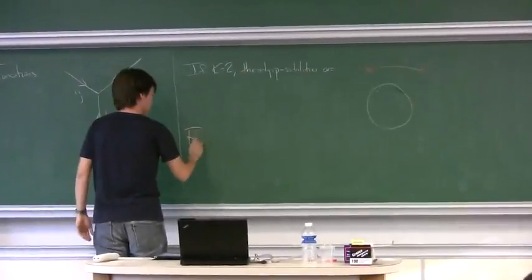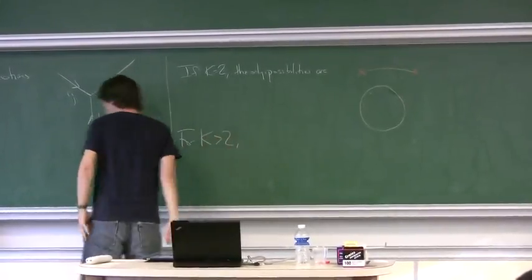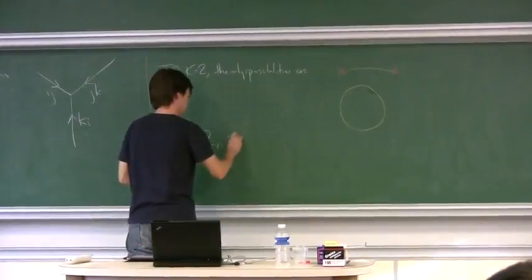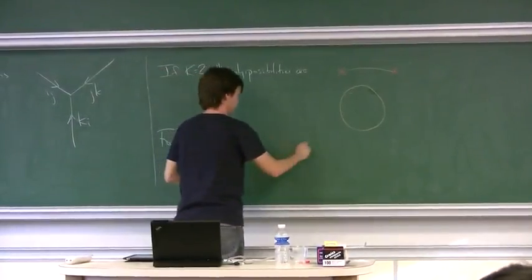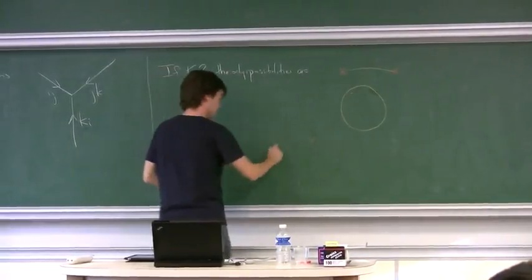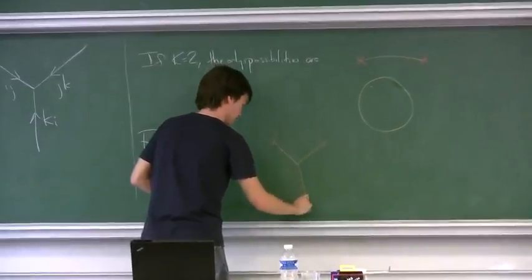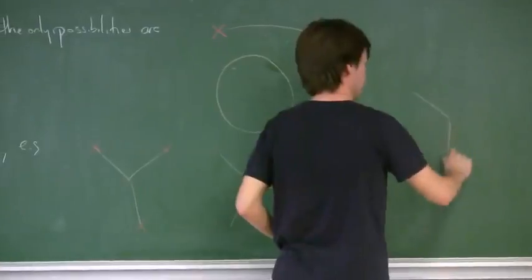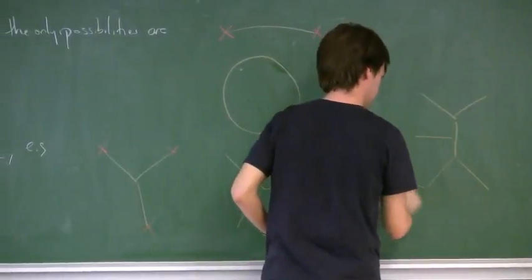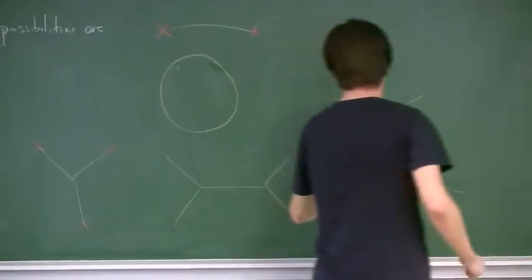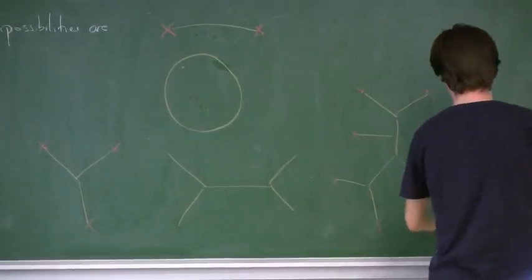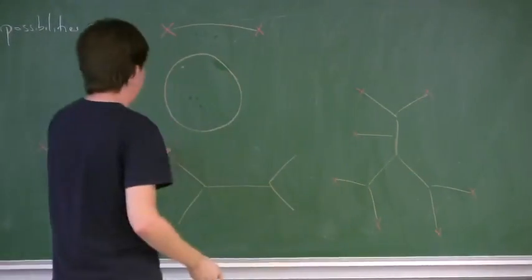So for k greater than 2, there's many more things that you can have. The simplest new thing is the thing that I actually showed a picture of on the computer. The simplest thing you can imagine is this, but then of course you can have much more complicated trees. Let's have one more tree. So you can have sort of arbitrarily complicated trees. Even for k equals 3, this can happen.